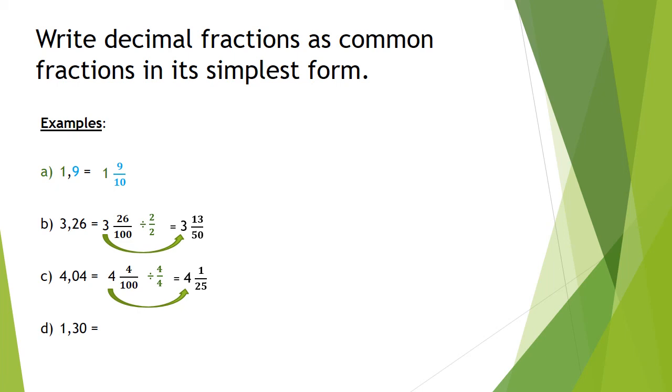Number D, 1,30. 1 and 30 over 100. What can go into 30 that can go into 100? 10. So we will divide by 10 over 10. Don't forget to write down the whole number and then divide. 30 divided by 10 is 3, and 100 divided by 10 is 10.